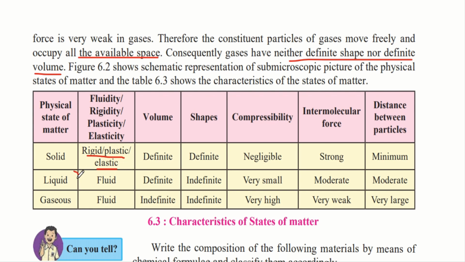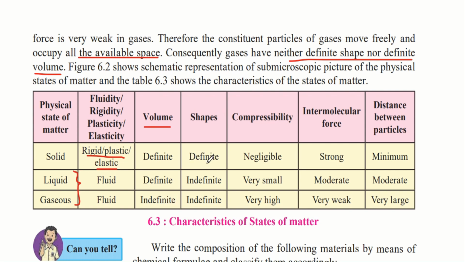Liquids and gases both are fluids because they do not have a shape of their own and they take the shape of the surrounding in which they are placed, that is, the container. Now let us see the volume of the substances. The volume of solids and liquids is definite because they can easily occupy a certain amount of area. Whereas gases, because they have too much space between each and every particle, we cannot find the exact volume of gases, and therefore their volume is indefinite.